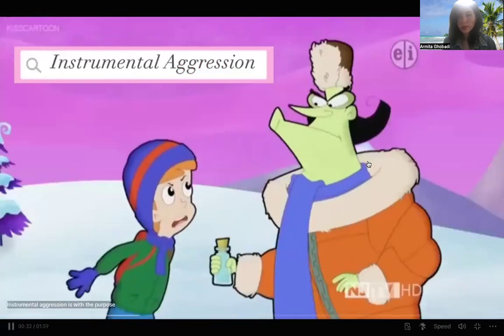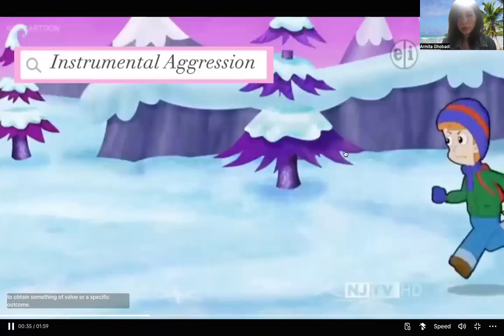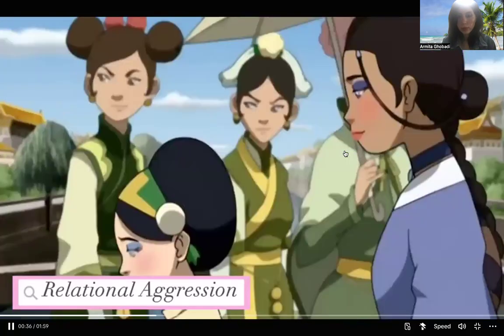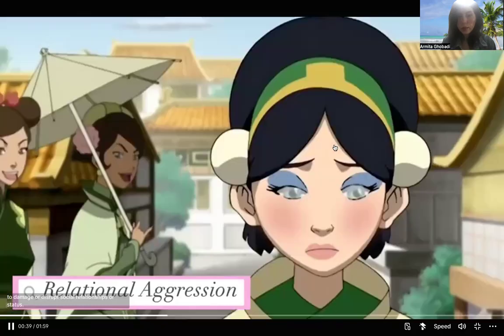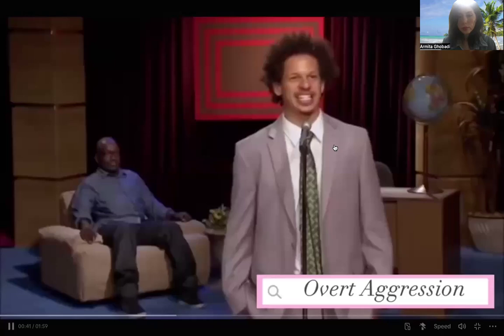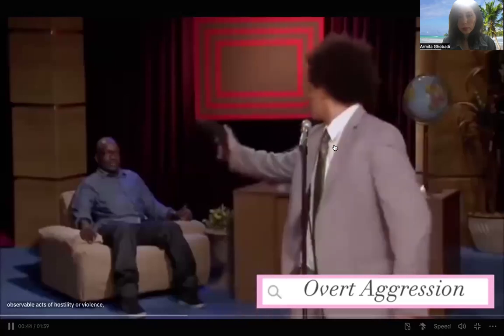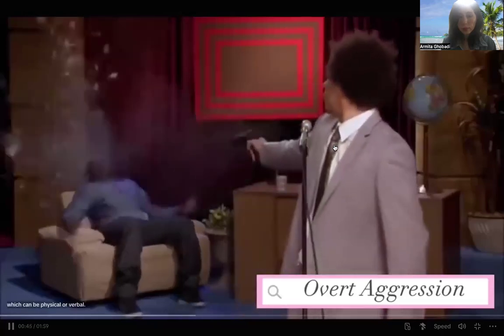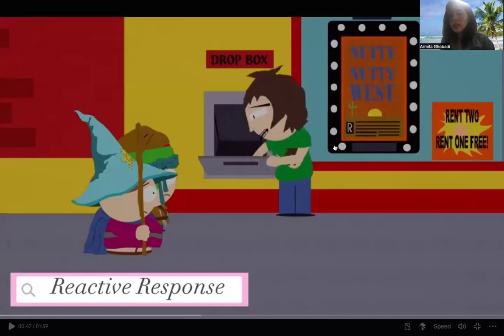Instrumental aggression is with the purpose to obtain something of value or a specific outcome. Relational aggression is to damage or disrupt social relationships or status. Overt aggression is open observable acts of hostility or violence, which can be physical or verbal. So I guess you got the idea here.